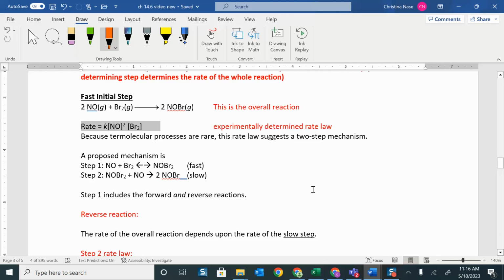So what does fast mean? This first one is fast, means that it reaches equilibrium fast. That means the rate of the forward reaction, the rate at which NO and Br2 are coming together to form NOBr2, equals the rate of the reverse reaction, where NOBr2 is split up into NO and Br2. So if I just flip that reaction around for a second, this is the reverse reaction, starting with the product, NOBr2, and making the reactants as written there. That's the reverse reaction. The rate of the overall reaction depends on the rate of the slow step.